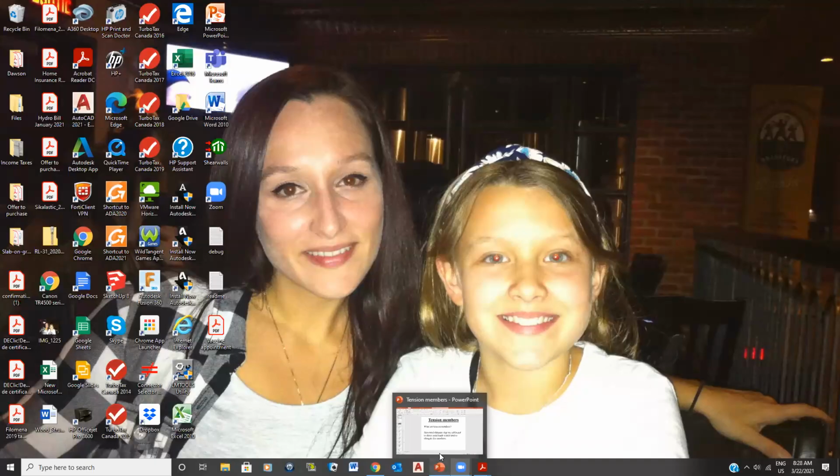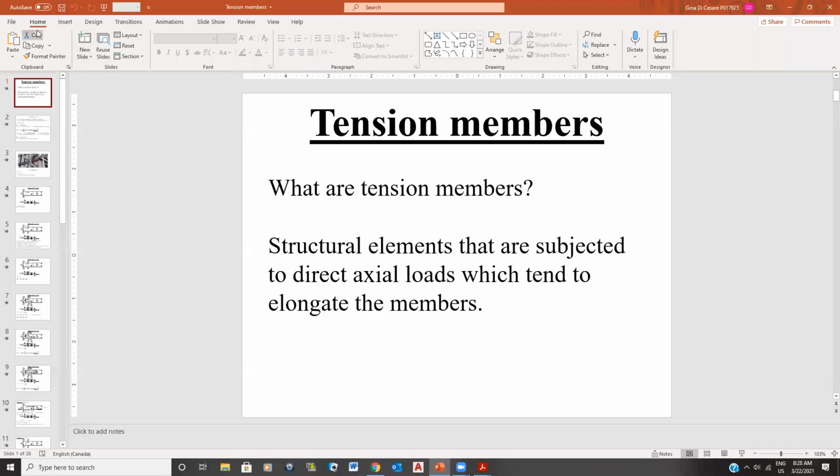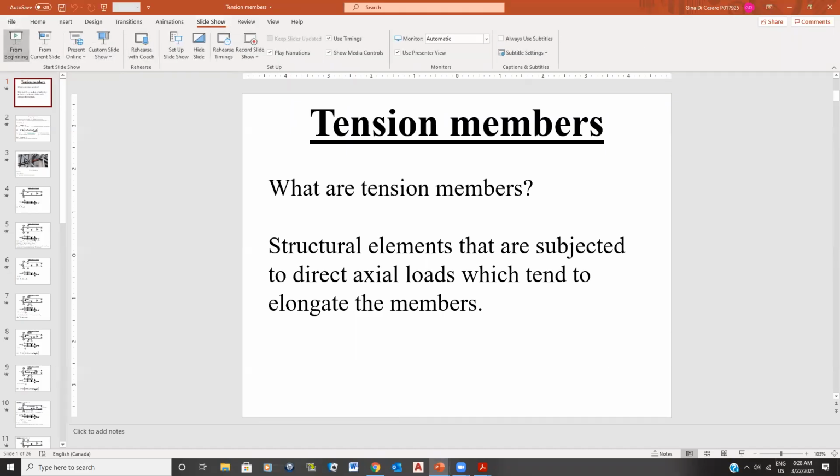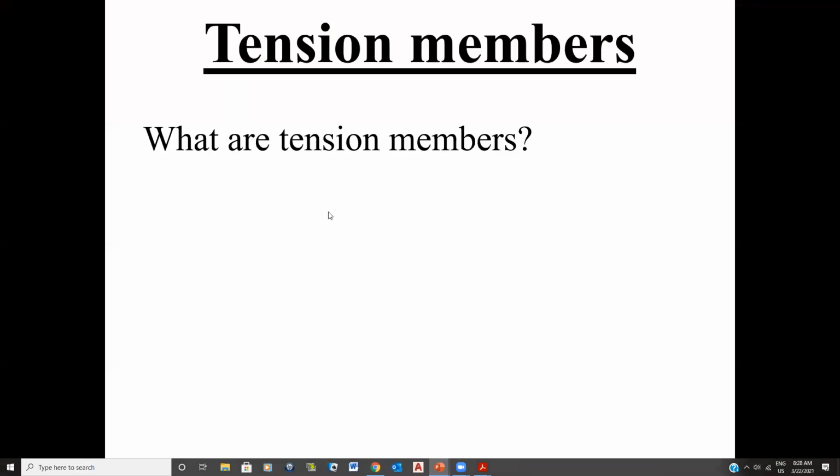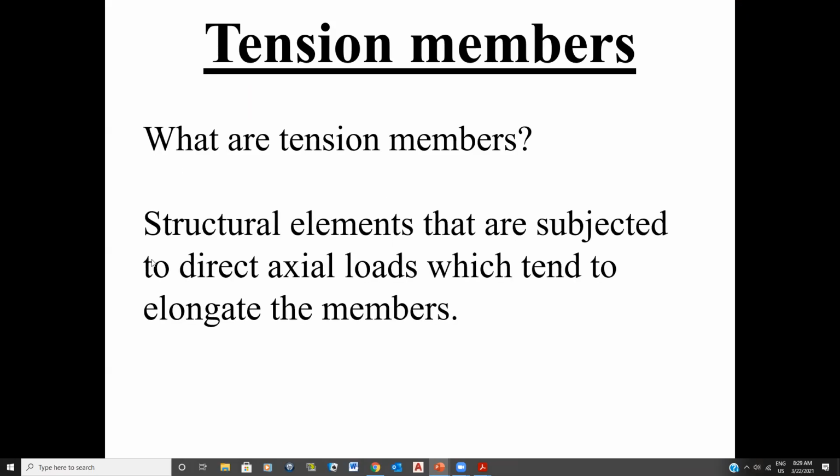Today we'll talk about tension members. Of course, what are tension members? A tension member, very quickly, is a structural element that is subjected to direct axial loads which tend to elongate the member. In other words, if the fibers inside your member want to stretch, then it's tension. When the fibers want to push together, then it's compression.